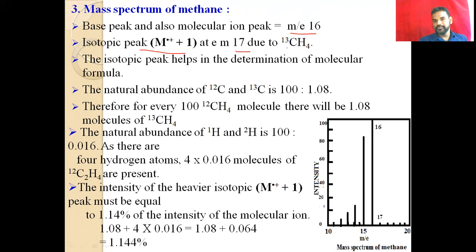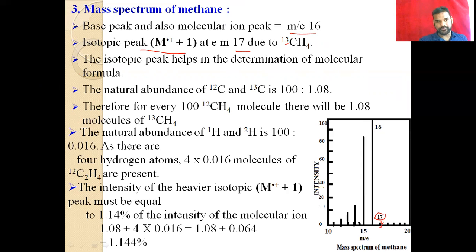It is due to carbon 13, whose abundance is very low, but it gives a peak here. The intensity is very low, so it is a very small peak. Carbon 13 gives the isotopic peak of 17 in the mass spectrum. So we identify the base peak, molecular ion peak, and isotopic peak.